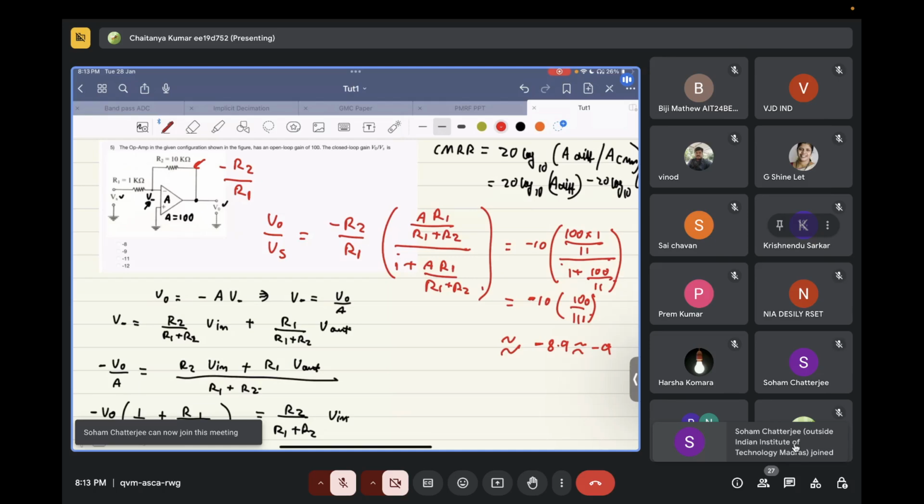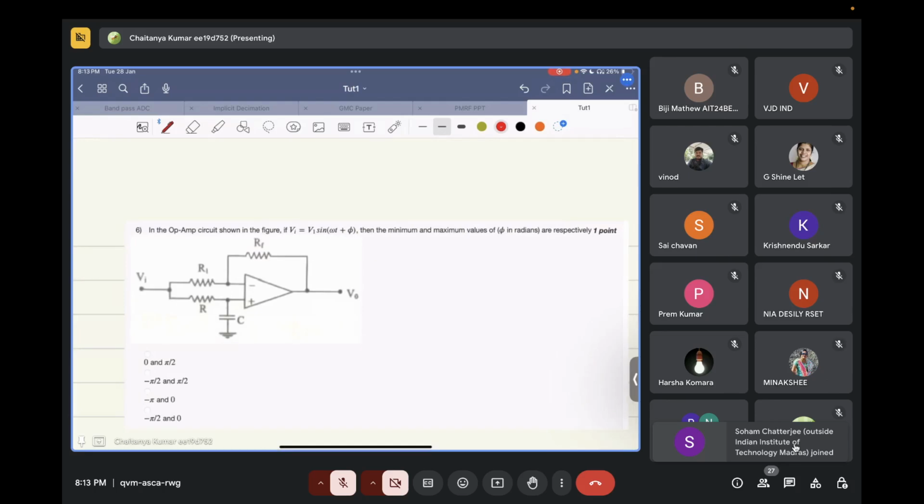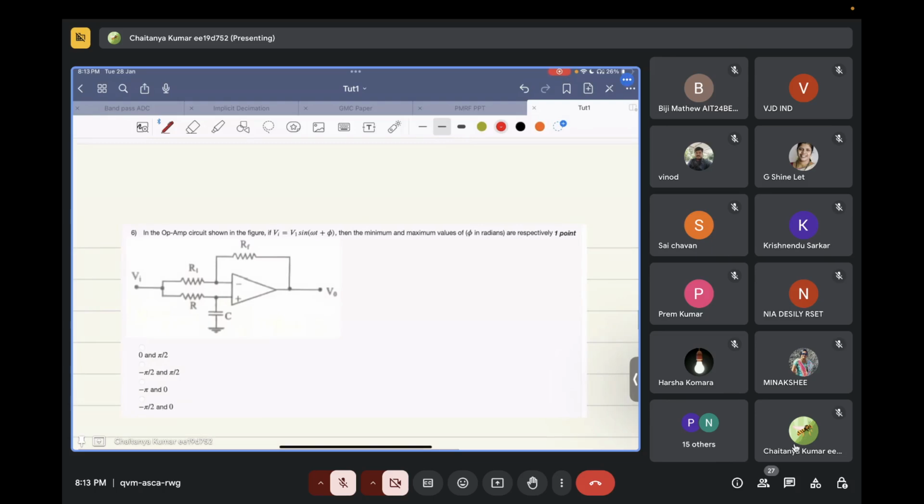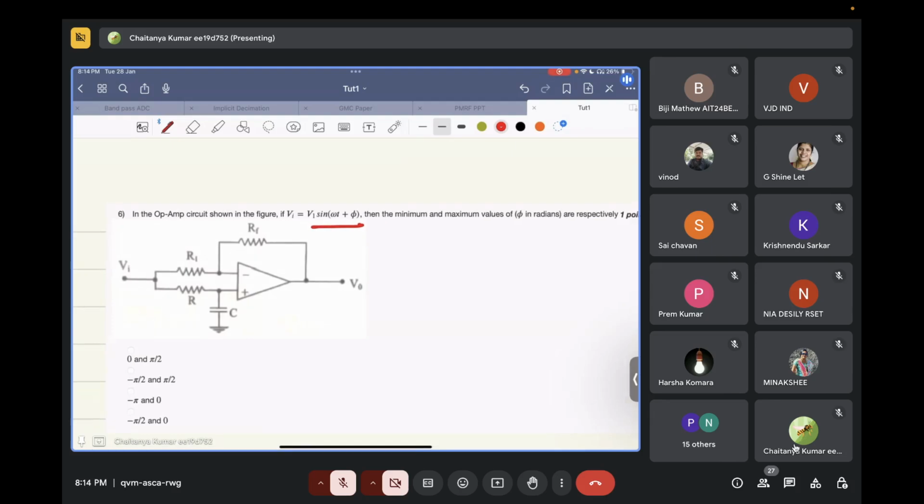Okay, so let's move forward to the next question. In the op-amp circuit shown, Vi is equal to sine omega t plus phi. Find the maximum and minimum values of phi in radians. So it's not the maximum value, minimum value of phi of input in radians.